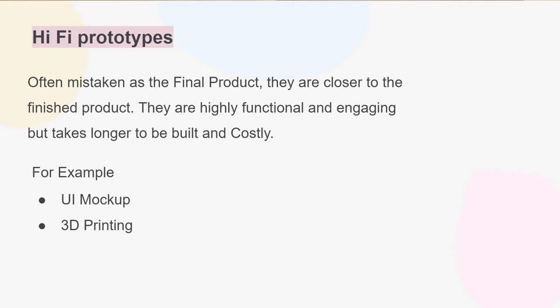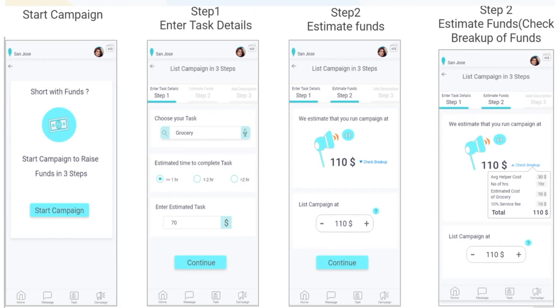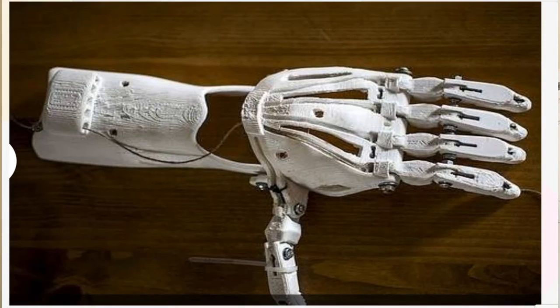Your high fidelity prototypes are often mistaken as the final product. They are closer to the finished product, highly functional and engaging, however they take longer to build and are costly. For example, you can see on the screen that I have shared a UI mockup for one of the applications that I created with the help of Adobe XD. We also have a high fidelity 3D mockup. A 3D mockup is a three-dimensional digital model, typically made by laying down many thin layers of a material in succession.